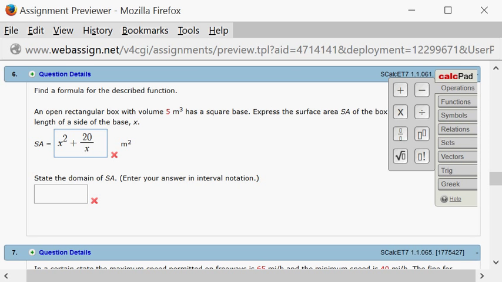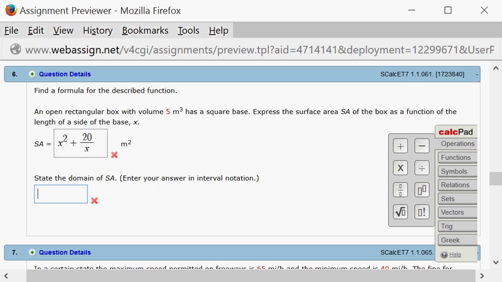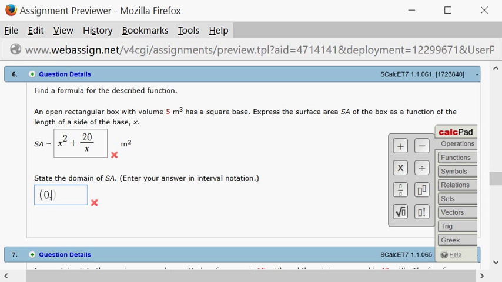Then we want to find the domain of this surface area. This is just a physical restriction. Since x is a length, we don't want x to be negative, for example. In this case, 0 is not going to be good either, because x is a side of the base. So it has to be at least positive. Then how big can x be?